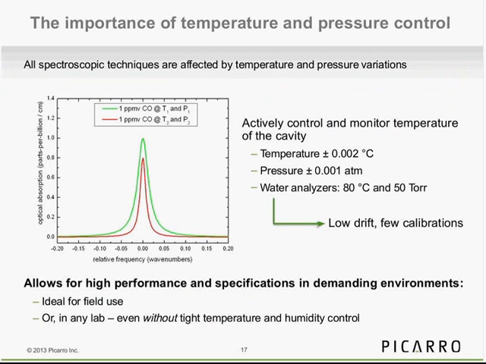The reason for that is that the absorption spectra of a different molecule will change slightly depending on the temperature and the pressure of the gas in that cell. Because of that, we actively control and monitor both the temperature and pressure of the cavity. Our temperature control in all of our systems is plus or minus 0.002 degrees C, so we're talking on a millikelvin scale, and we're also very tightly controlling pressure. What that means is that even with ambient fluctuations in humidity and temperature, you can have very low drift analyzers that require few calibrations. These analyzers are very stable over time because of that precise temperature and pressure control.